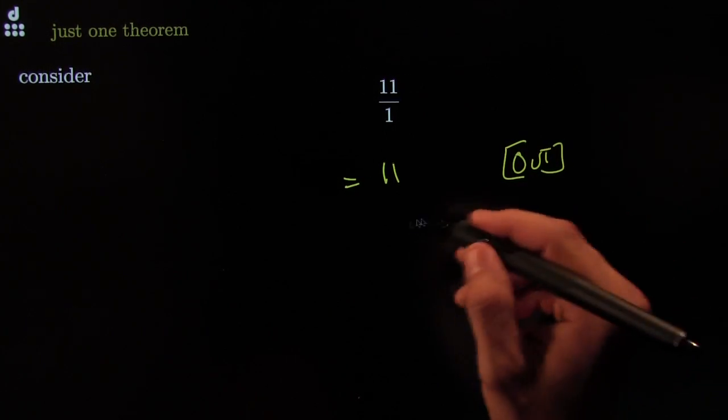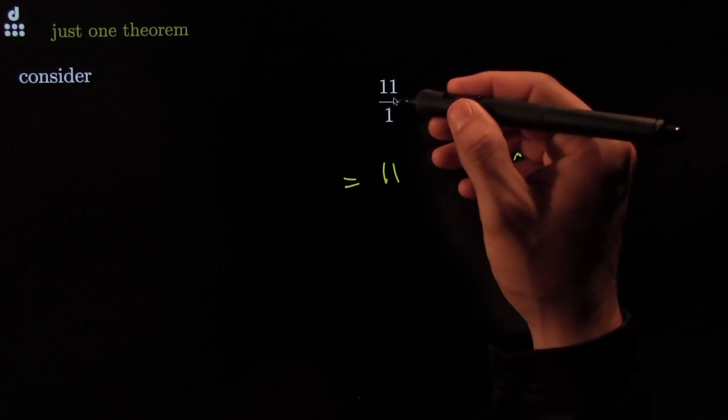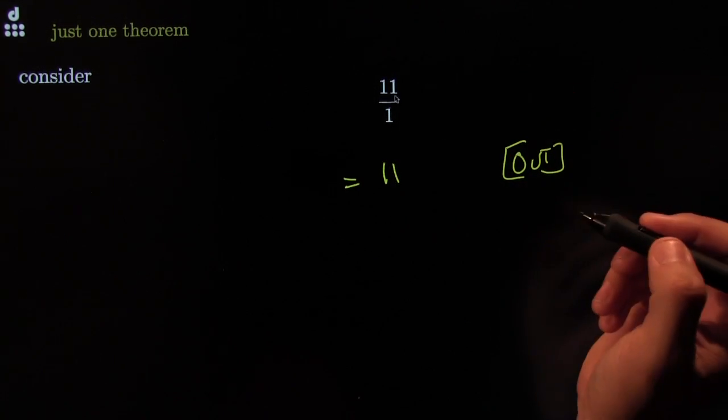Okay, which tells you also that every single natural number is also a rational number. Every number can be written as a fraction.